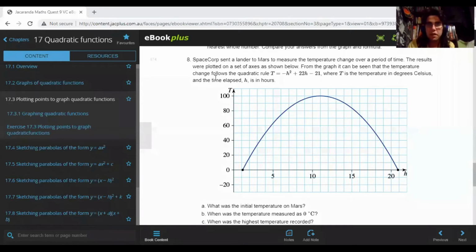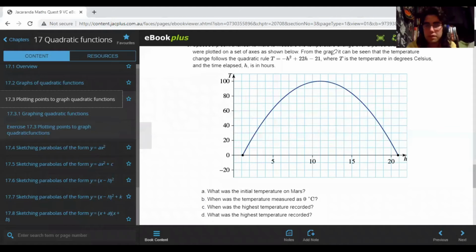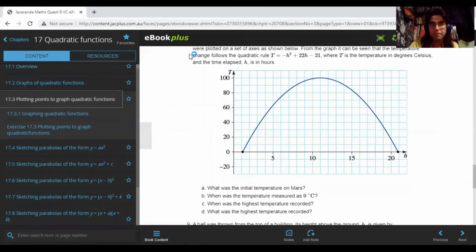And what they learned is that the temperature, the changes of temperature over time, is shown by this quadratic rule that we see on screen. Now let's have a look at the 4 parts of this question that we need to answer. The first one says, what is the initial temperature? So the key word here is initial.